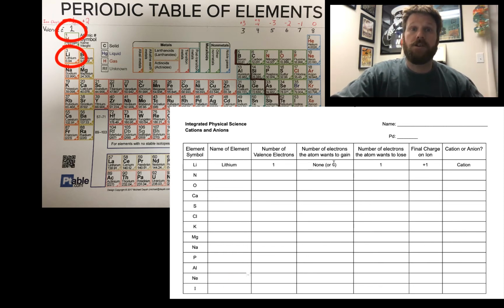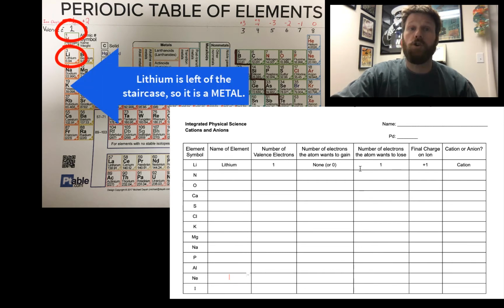So now for these next two columns, I have to think, is this element a metal or a nonmetal? Because a metal wants to lose electrons and a nonmetal wants to gain electrons. So for these two columns, number of electrons the atom wants to gain and number of electrons the atom wants to lose, one of these columns will be 0 for every element, depending on whether the element wants to gain or lose electrons. So metals want to lose electrons. So this column here about the number of electrons lithium wants to gain, it doesn't want to gain any. It's a metal. Metals don't gain electrons, so that's going to be 0 or none.